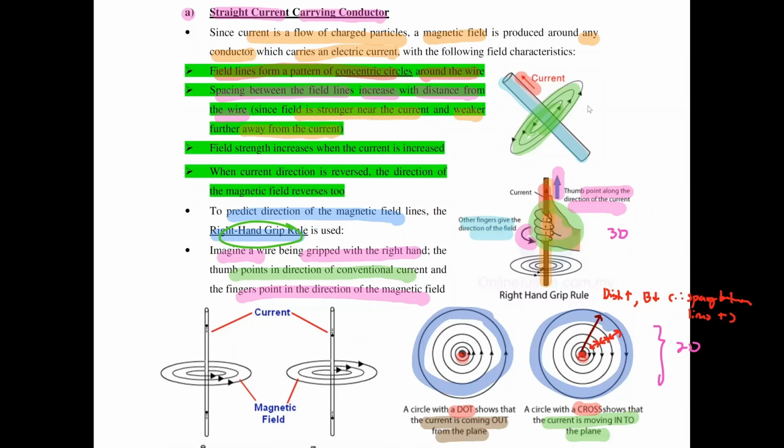When it comes to your field strength or flux density, if you want to change its value, all you need to do is change the current. In general, your field strength or flux density increases when your current is increased. And when you reverse the direction of your current, the direction of your magnetic field reverses too, which can still be predicted using your right-hand grip rule.